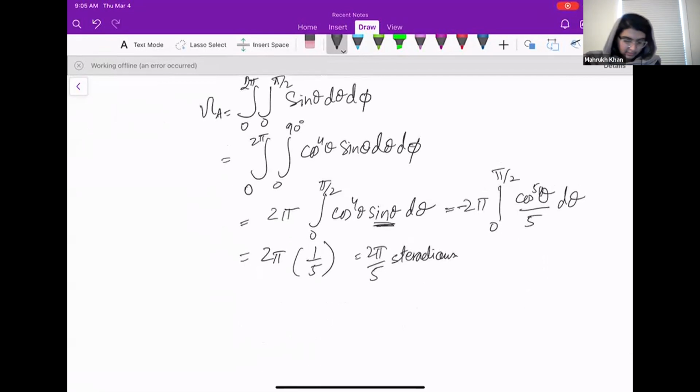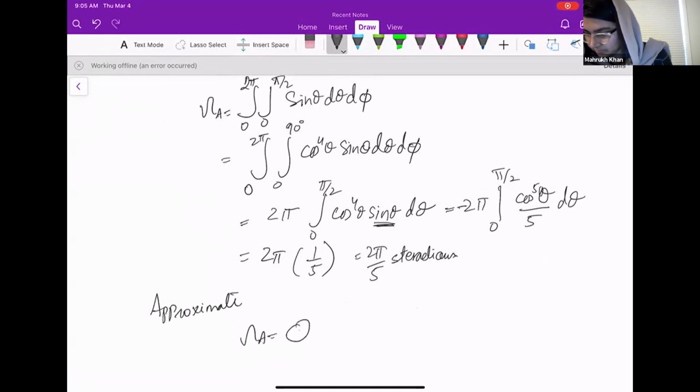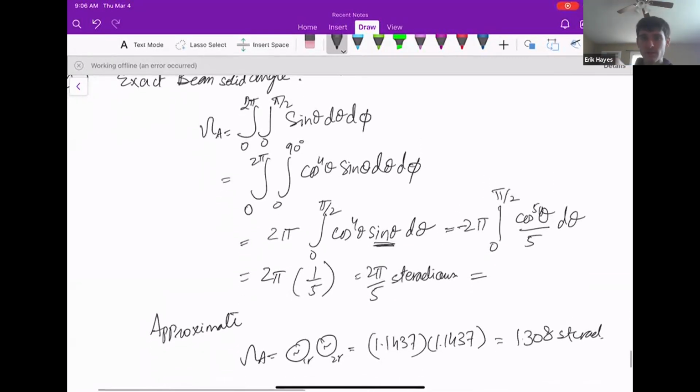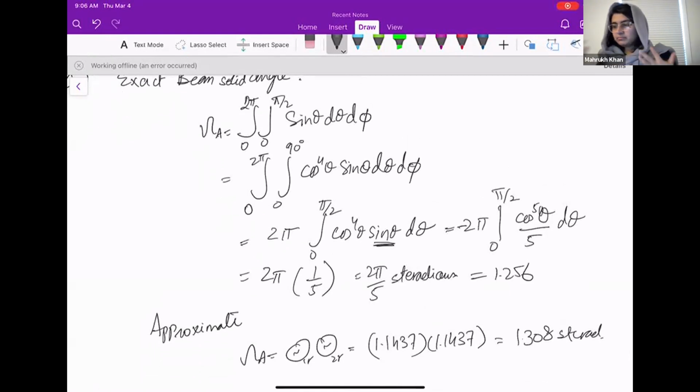So exact beam solid angle, we are done. So we will be doing approximate. It's a multiple of two solid angles, and it will give you 1.308 steradians. And if you solve the above one, what is 2 pi by 5? Then we will know whether it's near or not. What is 2 pi by 5? 1.256. So it's near, but it's not exact.